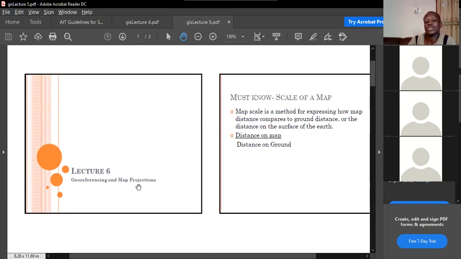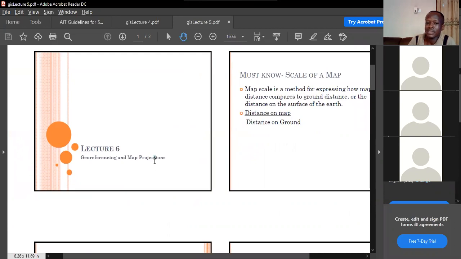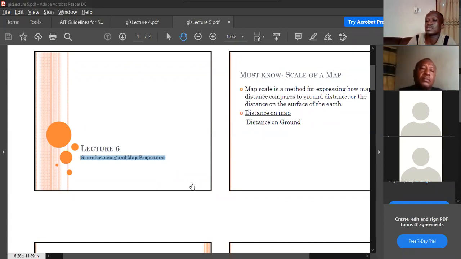So we want to talk about map projections. Map projections is very important. Georeferencing, map projection. What is georeferencing? Georeferencing is saying, show me where something is on the surface of the earth. Basically, that is the meaning of it. So if someone says georeferencing, what is it? You should be able to explain it yourself. It's very easy. One of the ways that we are able to know where things are is making use of their longitude and latitude.